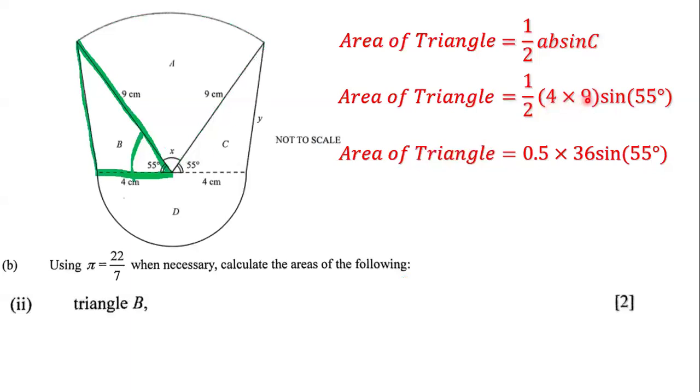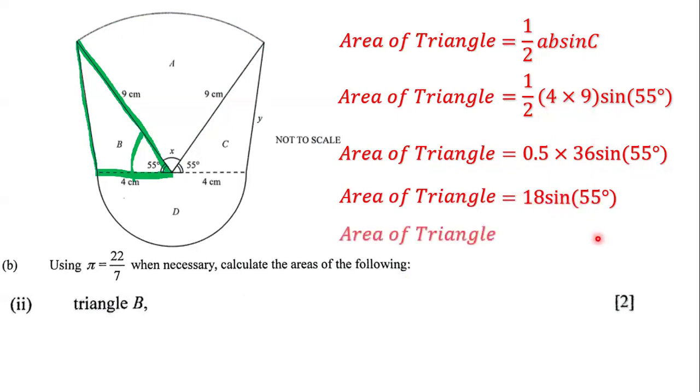And 4 times 9 is 36. And so we have 0.5 multiplied by 36 sine of 55. And so what do we do? Well, we say, what is 0.5 multiplied by 36? Well, 0.5 multiplied by 36 is 18. So the area of a triangle is equal to 18 multiplied by sine of 55 degrees. Now, what is 18 multiplied by sine of 55 degrees?